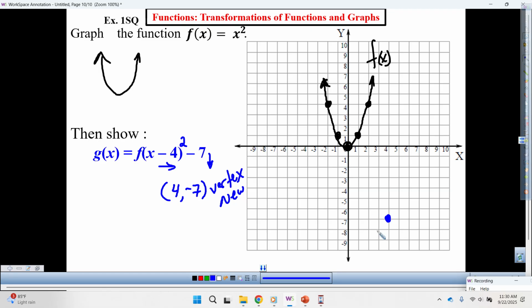My old one was what? 0, 0. So now that we have the vertex, is it easier to graph the other ones? Yeah. One on the left, one on the right. Another one on the left, another one on the right. And we label that g of x.